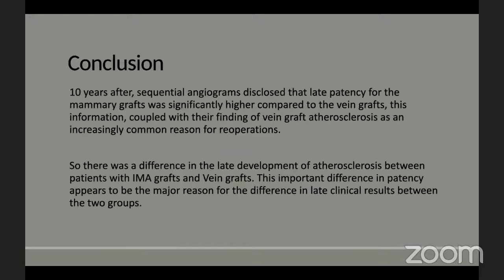In conclusion, 10 years after surgery, sequential angiograms disclosed that the patency for the mammary graft was significantly higher compared to the vein graft. This information, coupled with their finding of vein graft atherosclerosis as an increasingly common reason for reoperation, shows there was a difference in delayed development of atherosclerosis between patients with internal mammary artery graft and vein graft. This important difference in patency appears to be the major reason for the difference in late clinical results between the two groups.